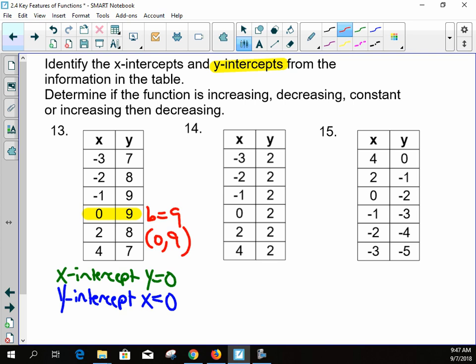What's my x-intercept? Can I tell my x-intercept from here? No. What am I looking for? With your x-intercept, what is 0? Y. Do I have any y's that are 0? Don't know my x-intercept. So again, what's my y-intercept in number 14? (0, 2). So this is my y-intercept. Do I know my x-intercept? I actually do. No, there is no x-intercept. This whole thing goes to 2 and makes a horizontal line. It'll never cross the x-axis.